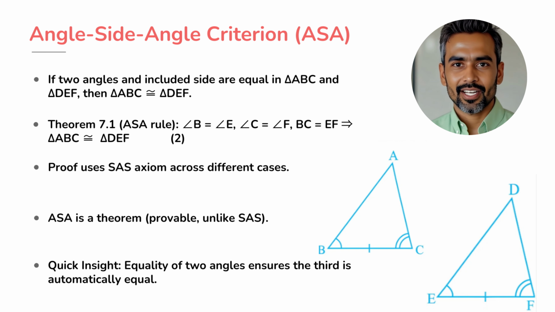Here's a nice shortcut insight. If two angles of a triangle are equal to two angles of another triangle, the third angle is automatically equal to. So, verifying just two angles and the included side is enough. So to wrap up, the ASA criterion is one of the most practical ways to check congruence, quick, logical, and very often used in geometry proofs.